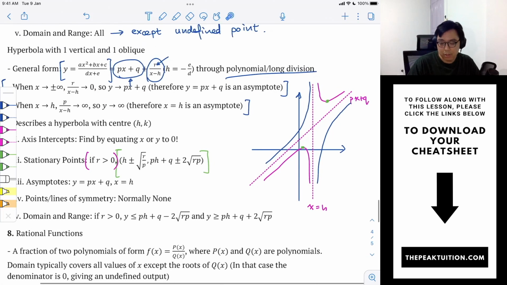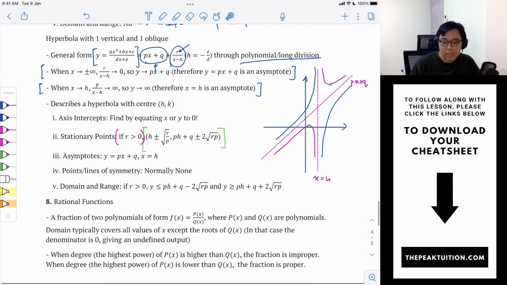Asymptotes, we already talked about it. There are two asymptotes involved here. One is an oblique asymptote, the px plus q. One is x equals h. For points or lines of symmetry, usually there's none. So don't have to worry too much.